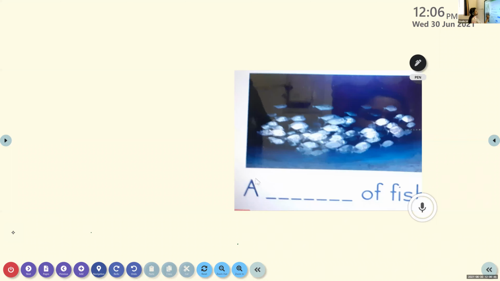Yes, what do we say for a group of fish? Have we learned this? What do we say for a group of fish? The collective noun used for a group of fish is shoal of fish. What do we say, children? It is shoal of fish. All of you, please do learn the first one.